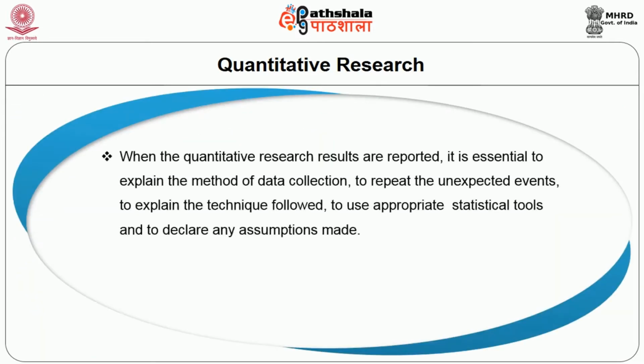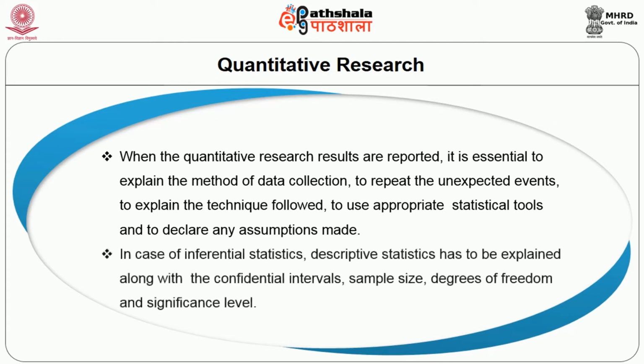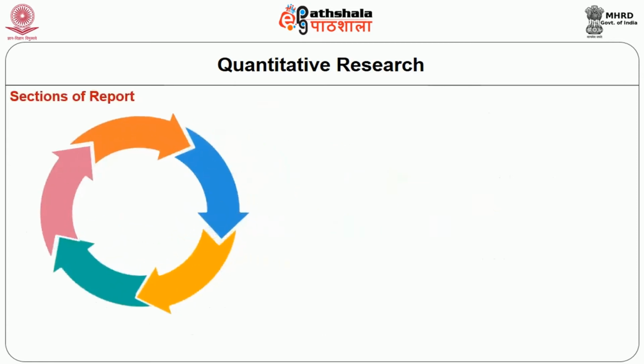When the quantitative research results are reported, it is essential to explain the method of data collection, to repeat the unexpected events, to explain the technique followed, to use appropriate statistical tools, and to declare any assumptions made. In case of inferential statistics, descriptive statistics has to be explained along with the confidence intervals, sample size, degrees of freedom, and significance level. We shall now see the sections of the report of quantitative research.